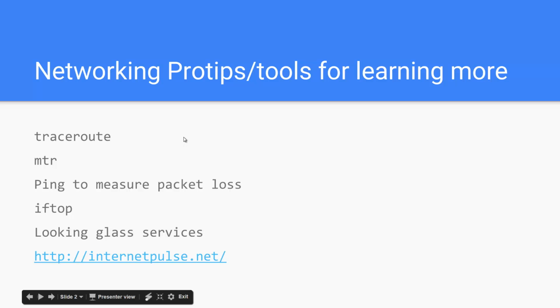Today, before we begin, I'm going to go over several tools and pro tips that one can use to learn more about networking. In case you may be totally new to all of these topics, these can help you learn more about your given network and how your computer interacts with the network and internet in general. So we're going to go over traceroute, MTR, just general use of ping, iftop, looking glass services, and InternetPulse.net.